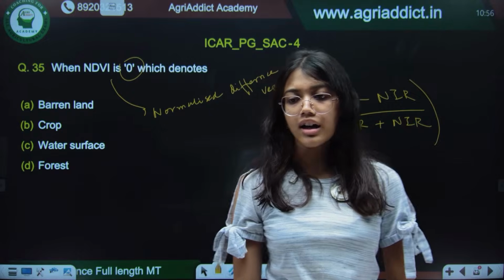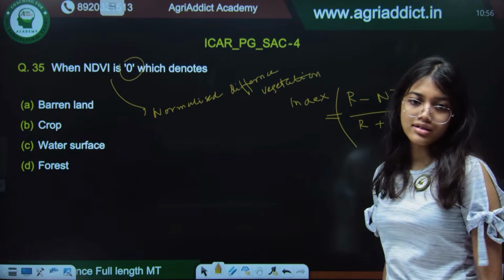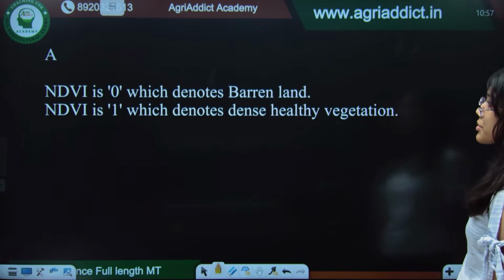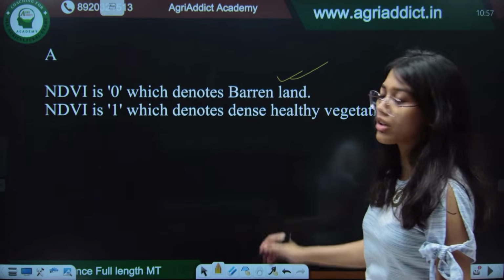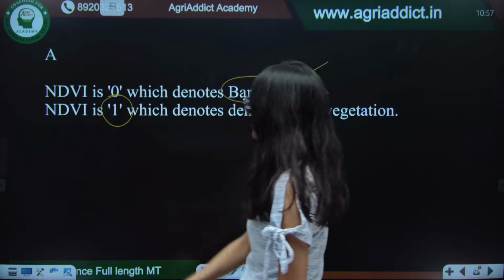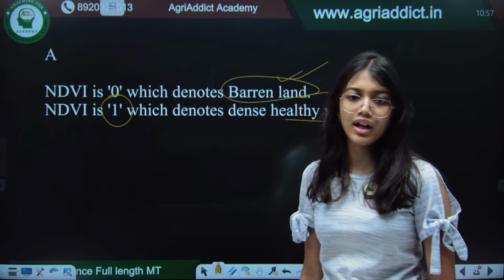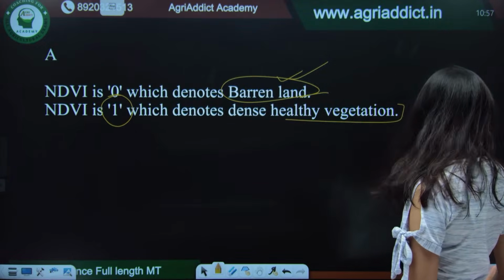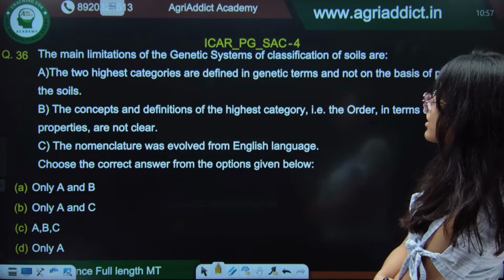So, what will be the answer for this question? More NDVI means reflectance will be more. Okay. So, the answer is option number A. That is 0 will be denoted by barren land because here there is no vegetative cover, and NDVI 1, which is maximum, will denote dense healthy vegetation. It has more reflectance.